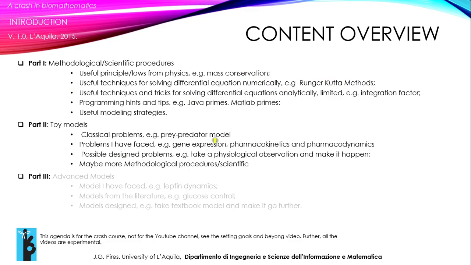Toy models include classical models such as the prey-predator model, which is a very simple model that is very useful. It's incredible how those models can be so useful. I have probably faced them in my own life, such as in my master of science thesis, where I studied gene expression. In the beginning of my PhD, I studied pharmacokinetics, thermodynamics, and so on. All of these are very nice examples.